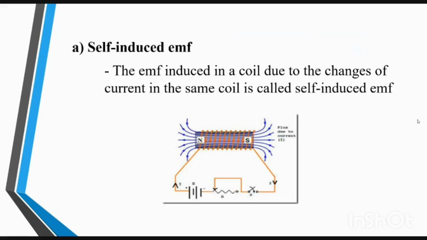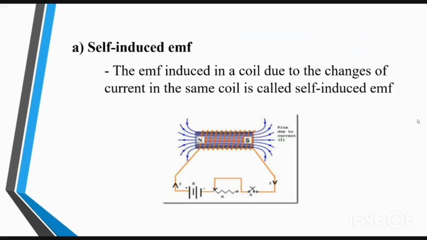First one, self-induced EMF. The EMF induced in a coil due to the changes of current in the same coil is called self-induced EMF. So when a coil is carrying current, a magnetic field is established through the coil. If the current in the coil changes, then the flux linking the coil also changes. Hence, by Faraday's law, an EMF will be induced in the coil. This is known as self-induced EMF.